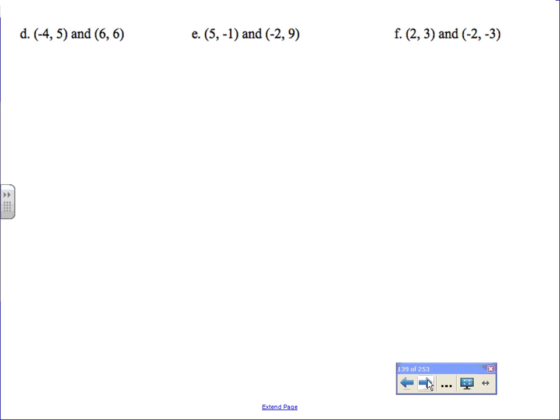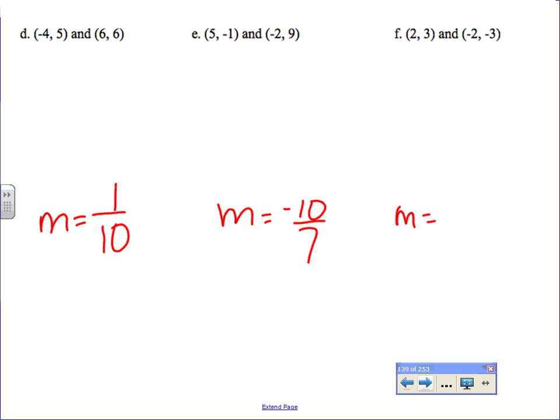Looks like everyone's almost done. I'm not done yet. Okay, you keep on working. So you can tell me what m is for the very first one, Jackie. Right, 1/10. Letter E. Grace. Right, -10/7. And last one, letter F. Steve. You're right, but -6/4 is a positive, because they're both negative. Any questions on those?